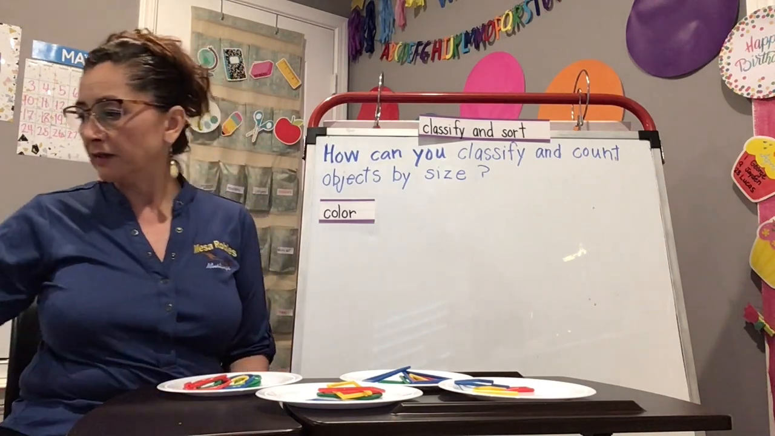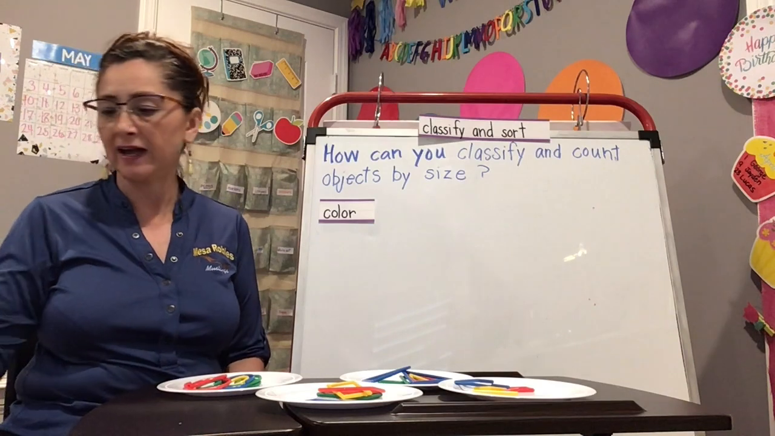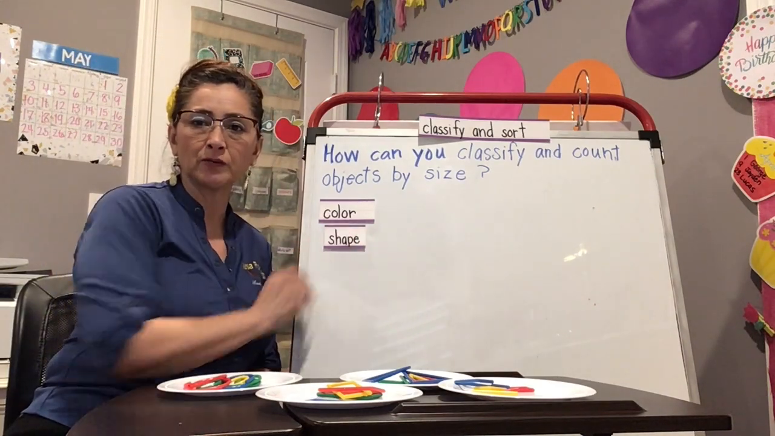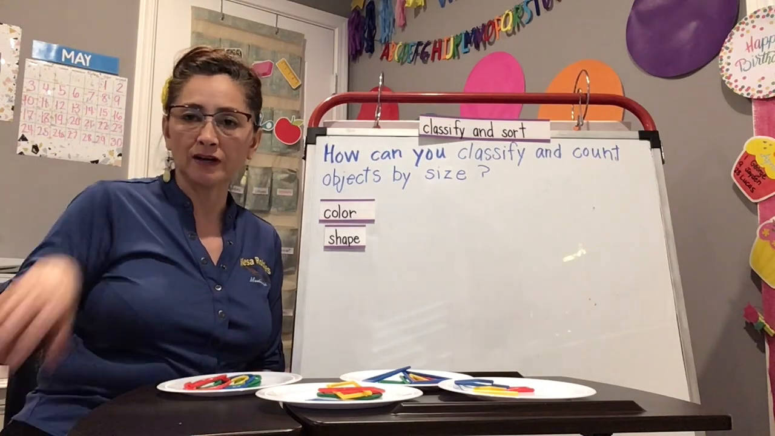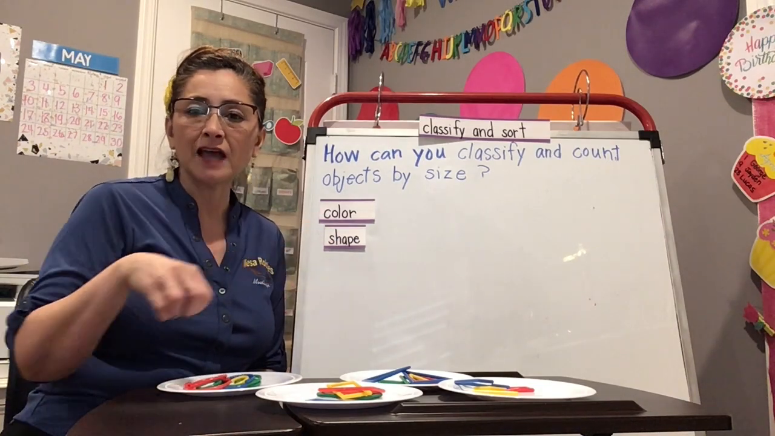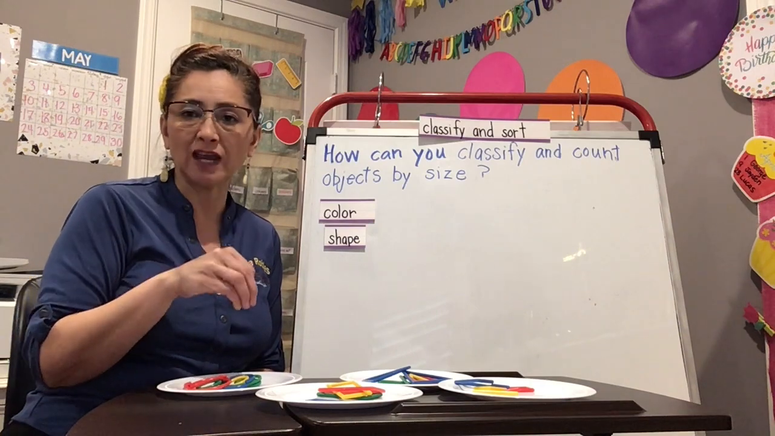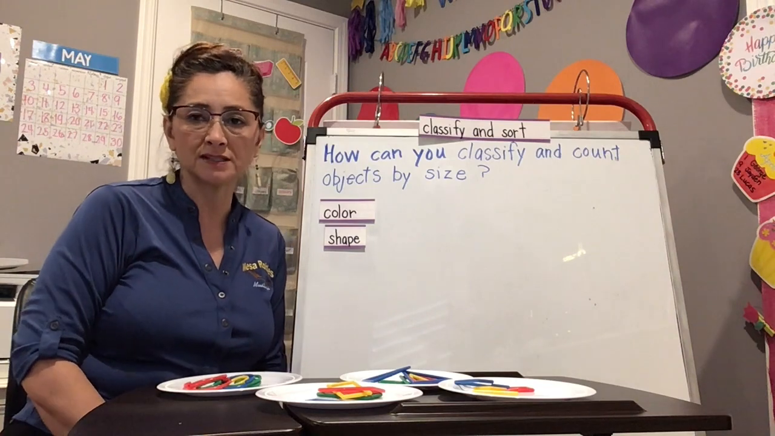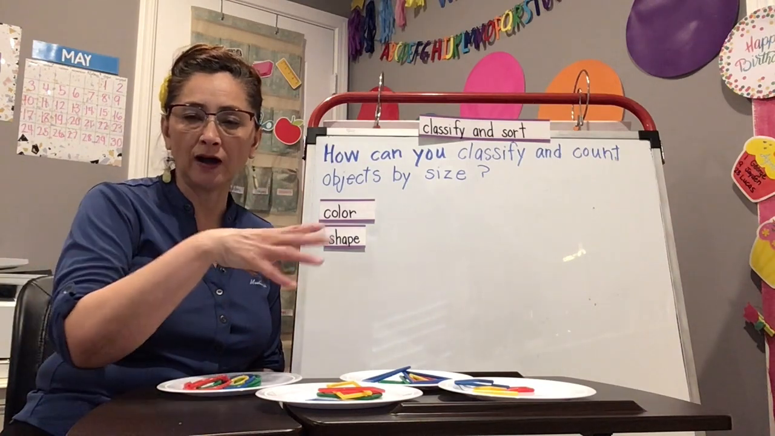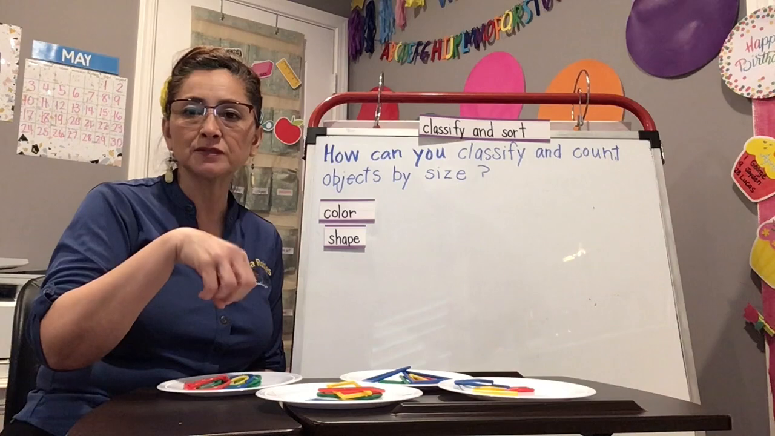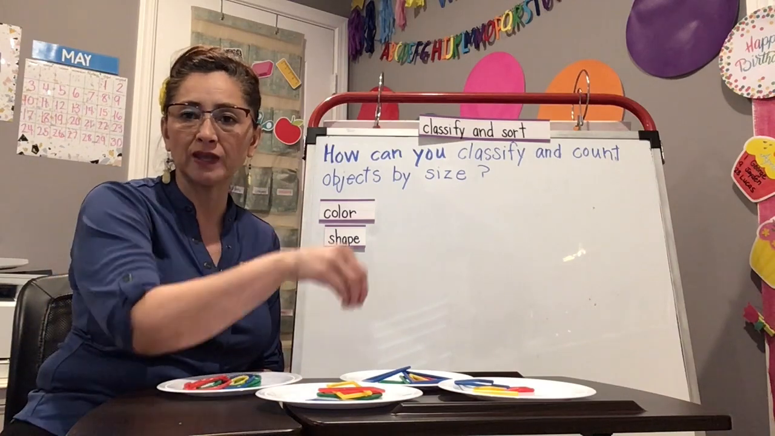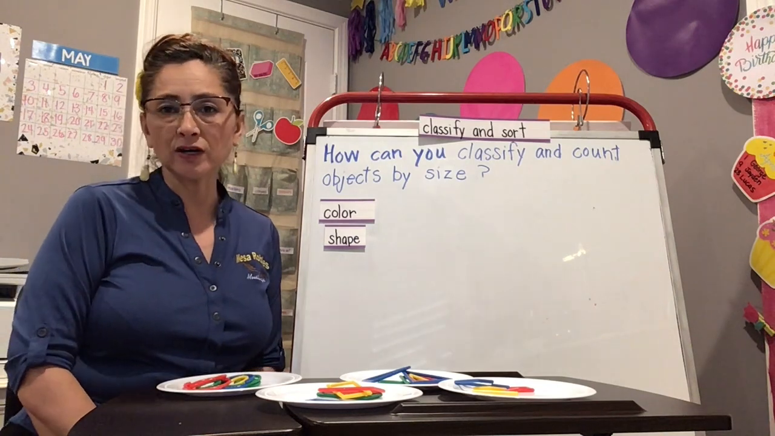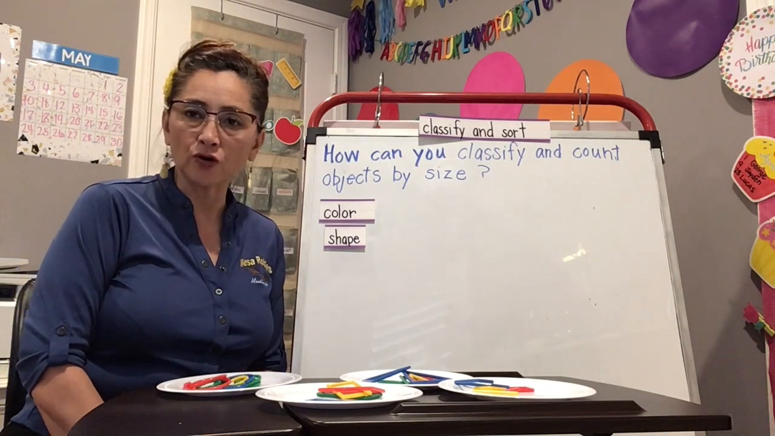Very good. And then we also sorted by shape. We sorted by shape. Do you remember we did that? Yes, we put all the shapes that were the same shape in the same group. Good. So we found out which shapes were the same shape, and we grouped them in their own groups. Very good. Now, today we're going to talk about sorting in a different way.